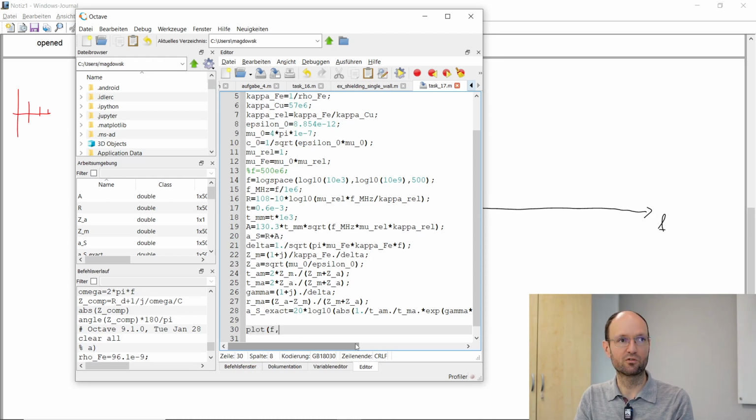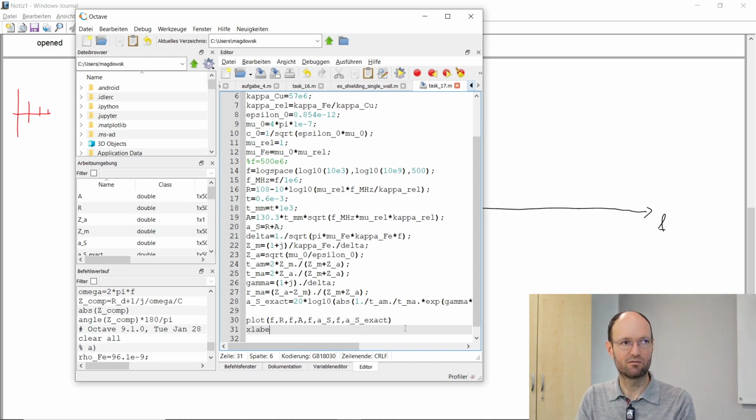We could plot as a function of frequency. We could plot the 20 times log. Oh no, it's already in dB, right? It's already converted, so we can calculate this, and as a function of frequency we can also calculate or plot this one here. So we have the approximative solution and the exact solution. And we have not always checked that this A here is larger than 10 dB. So what we might also do is just plot the reflection loss and the absorption loss separately.